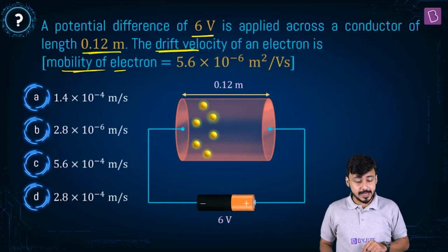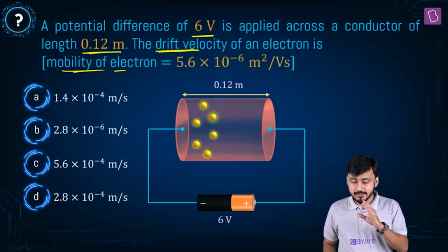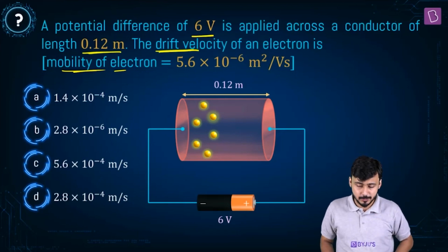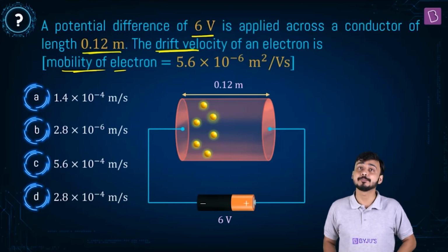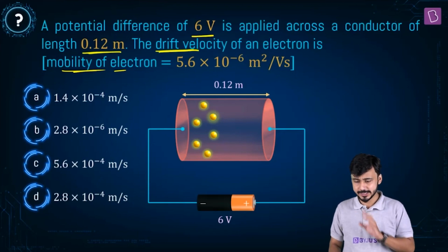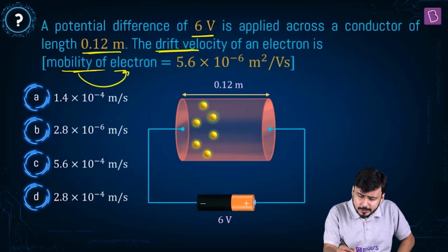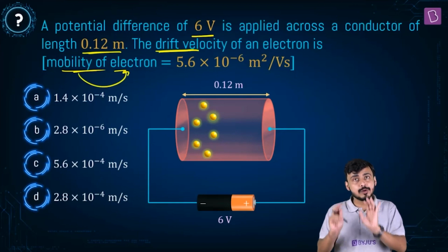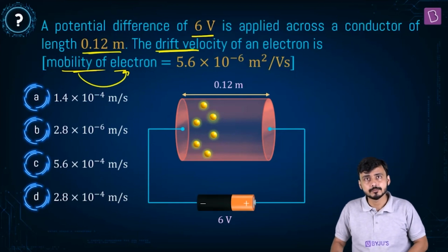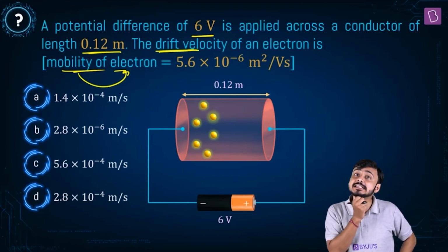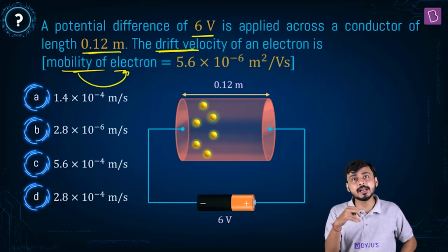The drift velocity of an electron is, and then the mobility of electron is given to be 5.6 into 10 raised to power minus 6 meter square per volt second, right? So the two terms they are using, mobility of electron and drift velocity. Basically, there is a relation between the two. Mobility of a charge is defined as drift velocity per unit electric field.